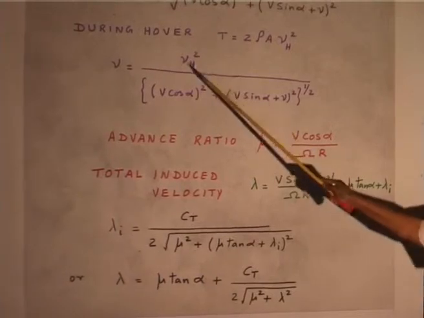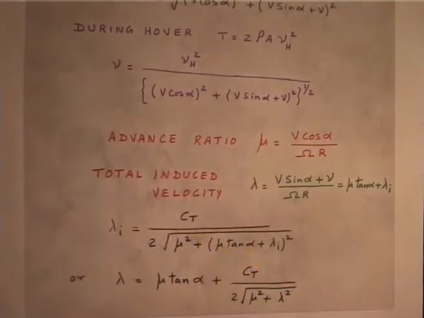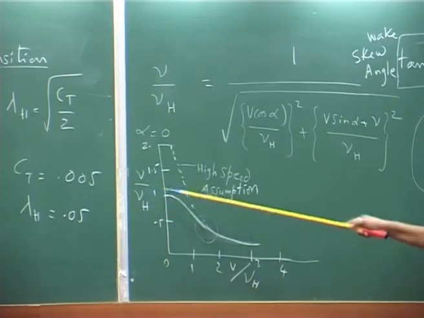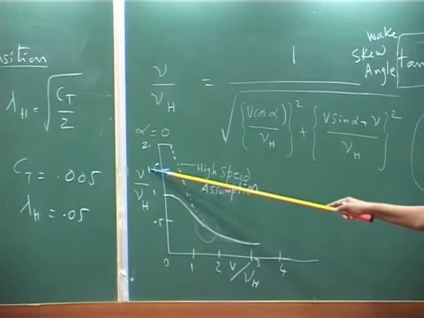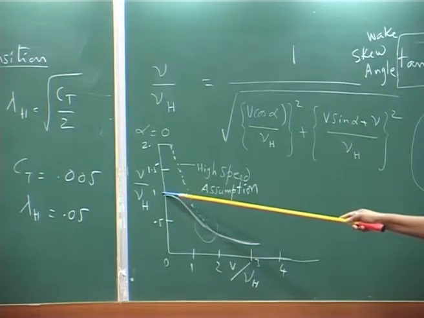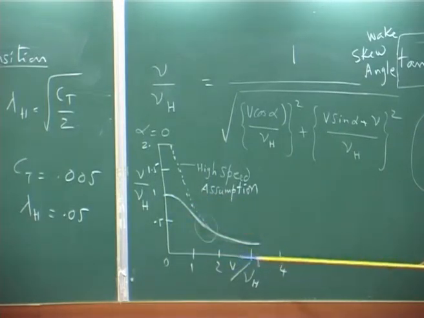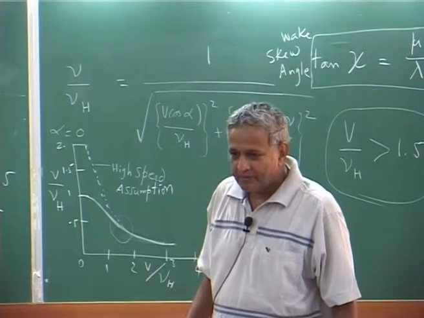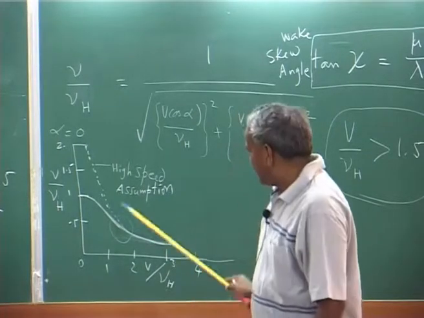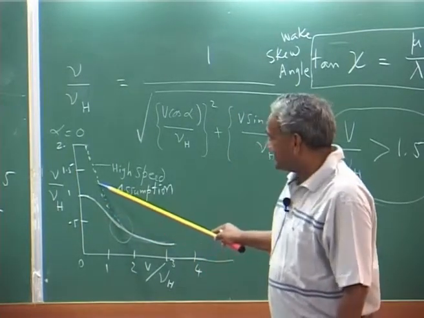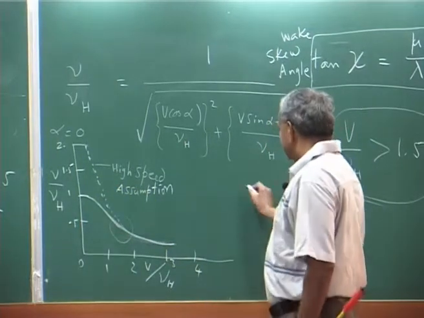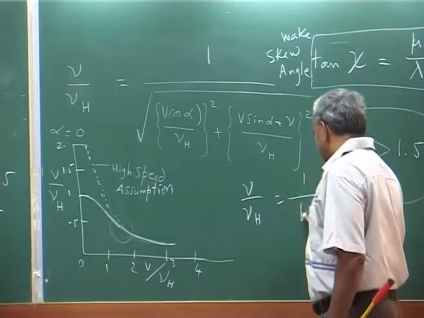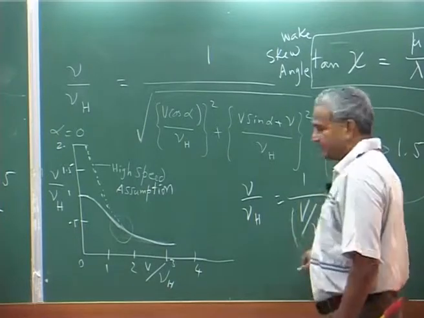Here, when we did this curve non-dimensionally with respect to hover inflow, of course you can divide both by omega r, then it will become lambda i over lambda h. Here you can write it as mu over lambda h. So these are different ways of plotting this curve. This curve is essentially, I wrote the high speed assumption, that is V over, okay, high speed.